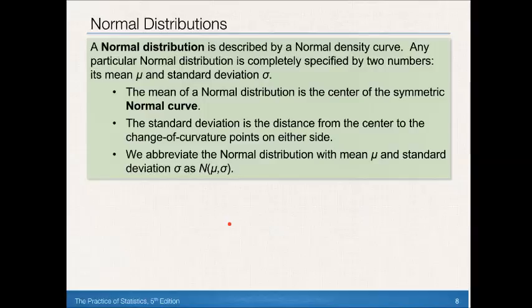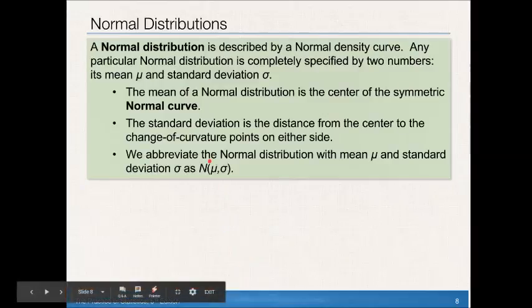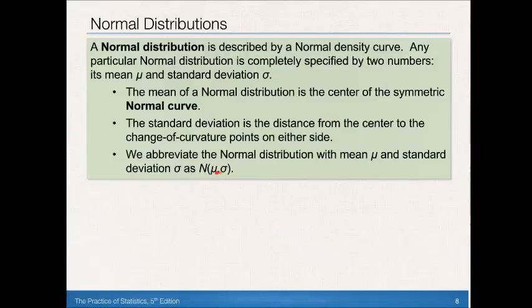A normal distribution is described by the normal density curve. Any particular normal distribution is completely specified by two numbers, its mean and standard deviation. Jumping down to the bottom there, you can see that we have N standing for the normal distribution, and then in parentheses, looking like an ordered pair, which it technically is because the order makes a difference, we have the mean and the standard deviation. The mean is always right in the middle because it is symmetric. Standard deviation is called this change of curvature point.